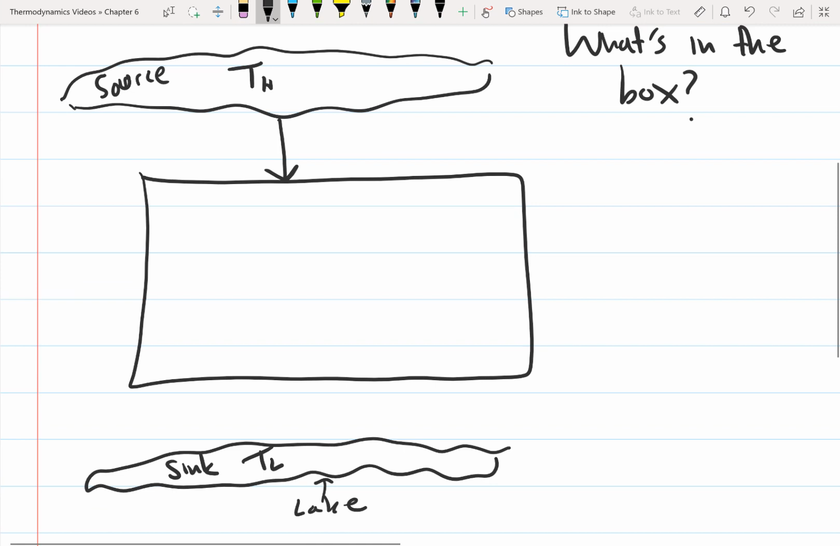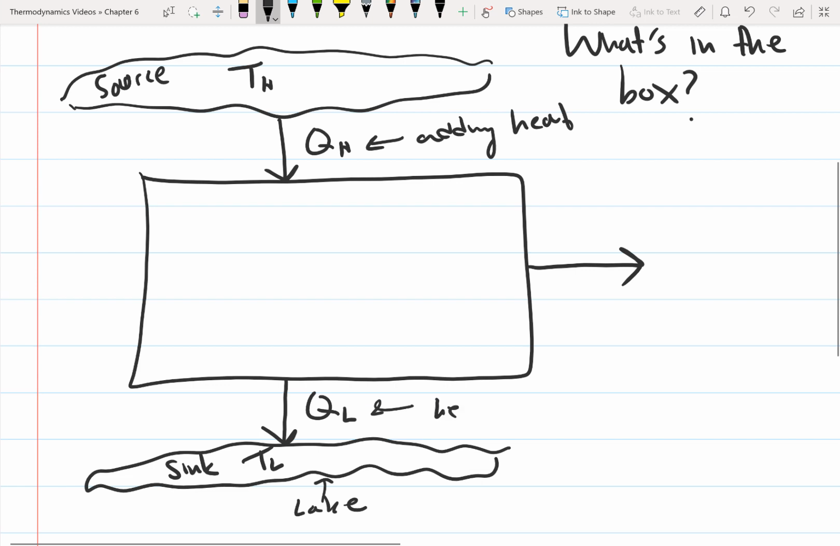So let's draw these in. We have heat transferred in, so I'm going to call the heat transferred in just QH. And this is the adding heat. And then we have heat transferred out, so this is QL. And this is the rejected heat. And then we have our work out.